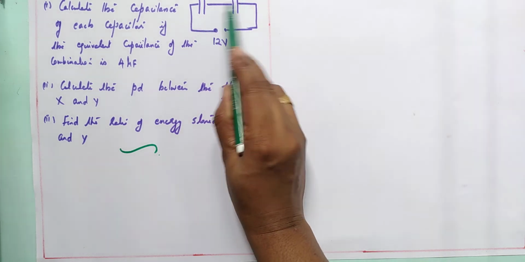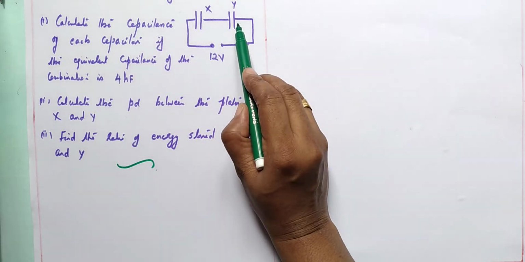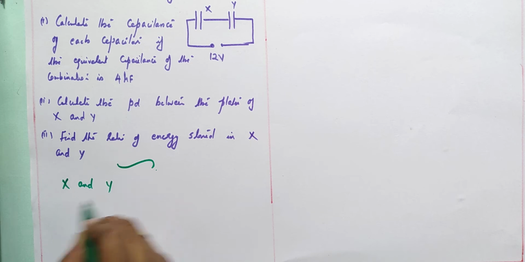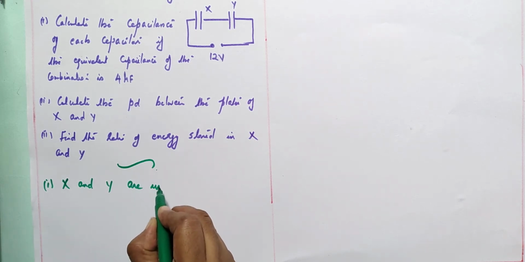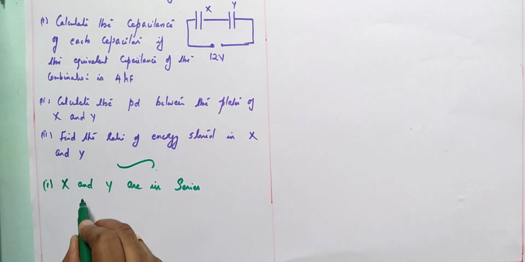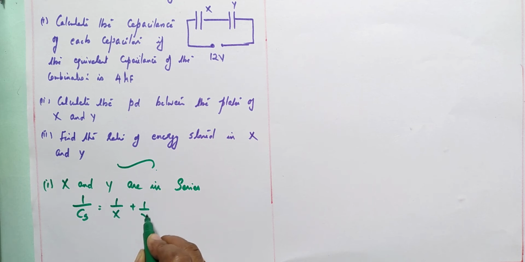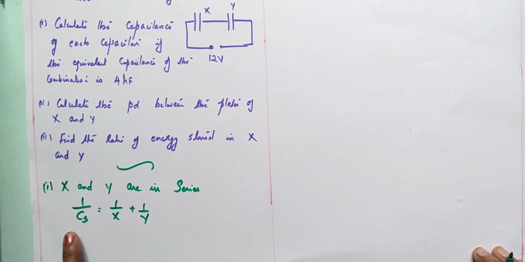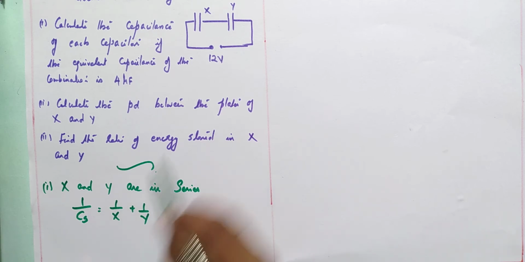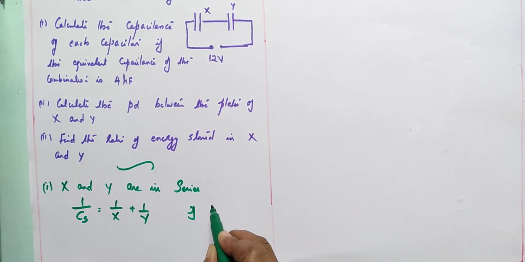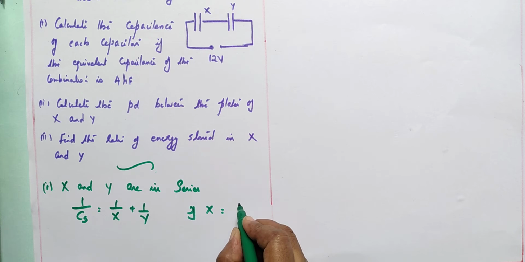Now, from the circuit itself, it shows that X and Y are connected in series. So what is the equivalent capacitance? Since X and Y are in series, we can write 1 by Cs equal to 1 by X plus 1 by Y. Now here the equivalent capacitance is given as 4 microfarad, but the individual capacitances are not given. So here let the first capacitance X be equal to C.